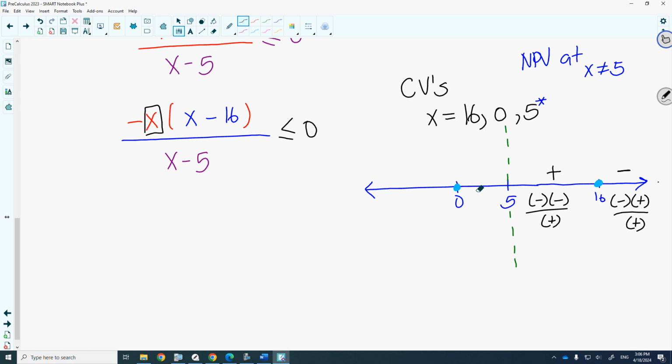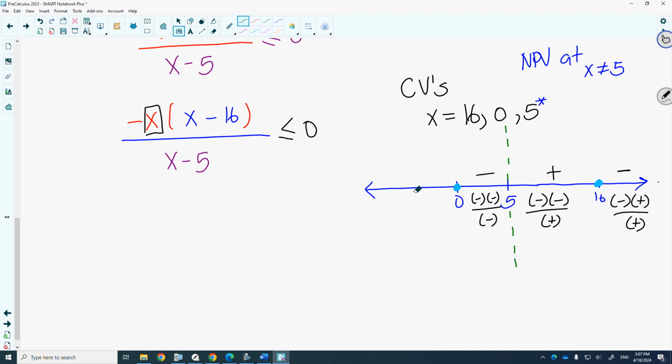Pick a number here. Let's pick 2. Negative 2. 2 minus 16, negative. 2 minus 5, negative. 2 negatives is a positive. A positive divided by a negative is a negative.